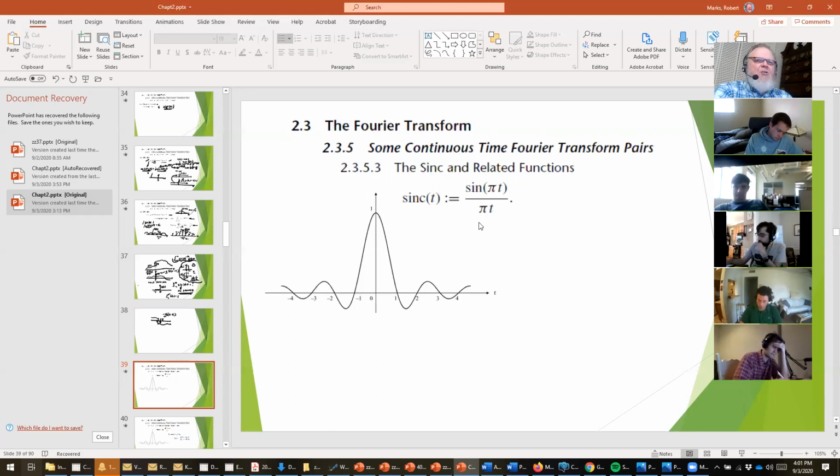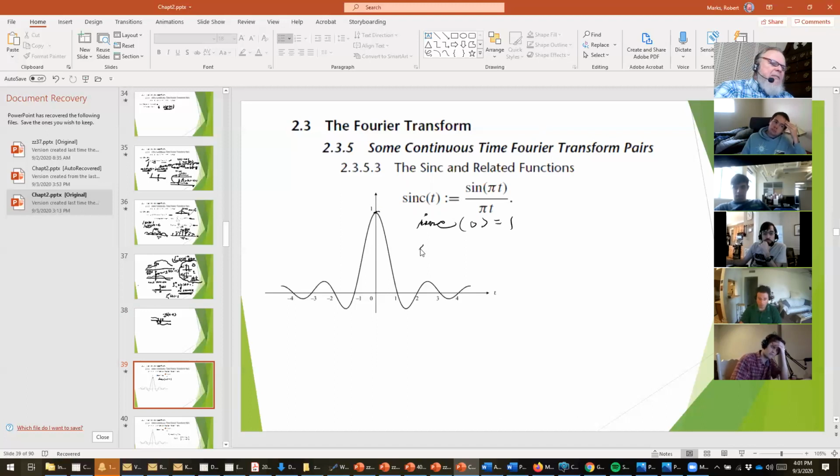We've all seen sine x over x. Usually it's your first Fourier transform. There's a reason that we do this, and one of the reasons is that the sinc of the origin, you can see, is equal to 1. So that's kind of cool. You remember that it always goes through 1.